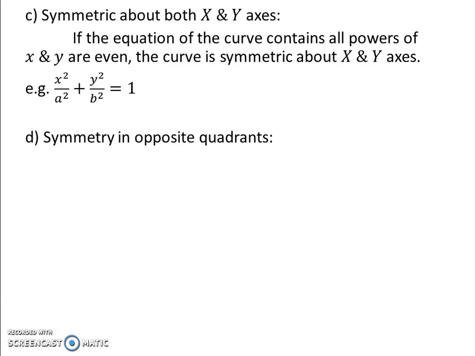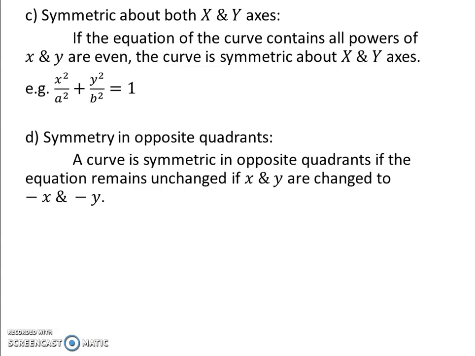Next, symmetry in opposite quadrants. Suppose we replace x by minus x and y by minus y, and the curve remains unchanged, then this curve is symmetric about opposite quadrants. For example, y equal to x cube. So अगर हम x की जगह माइनस एक्स डालते हैं, y की जगह माइनस वाई डालते हैं, तो हमको मिलेगा माइनस वाई इक्वल टू माइनस टाइम्स एक्स क्यूब, that is minus x cube. Minus minus signs get cancelled and we get y equal to x cube. Therefore, this curve remains unchanged. Therefore, the curve is symmetric about opposite quadrants.